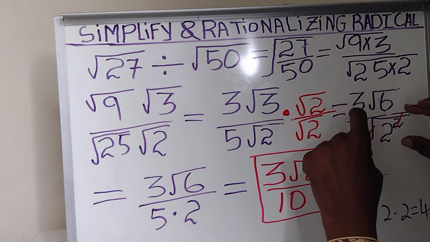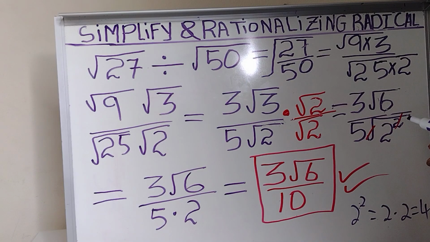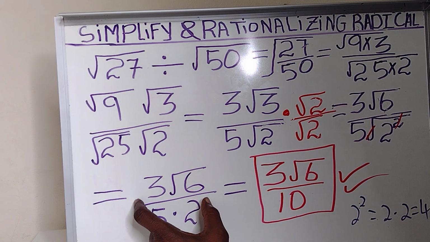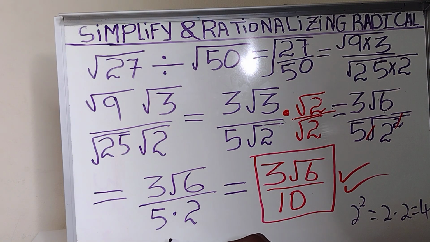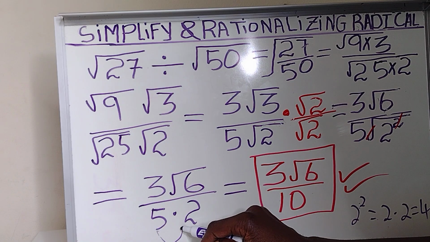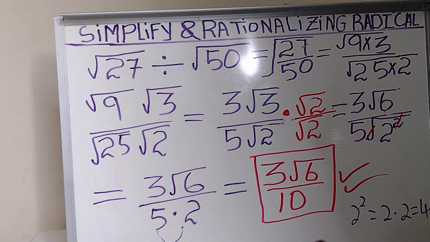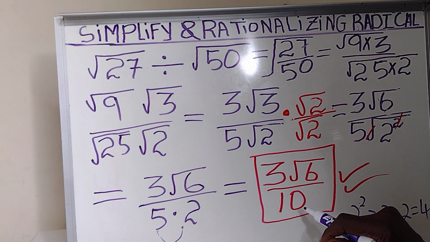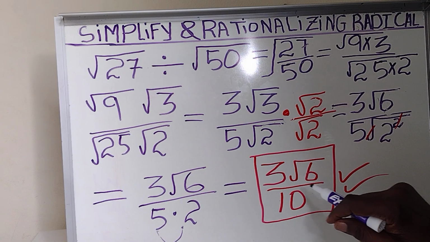Now here we are cancelling these two, cancelling this 2 with the other 2 under the radical here. If we do that, we are having something like this. And finally, we multiply 5 times 2, and we are having 10. And this is our final answer.